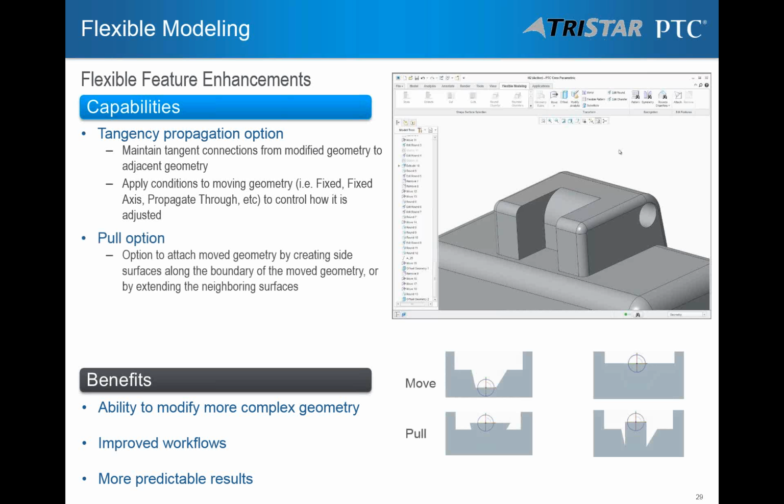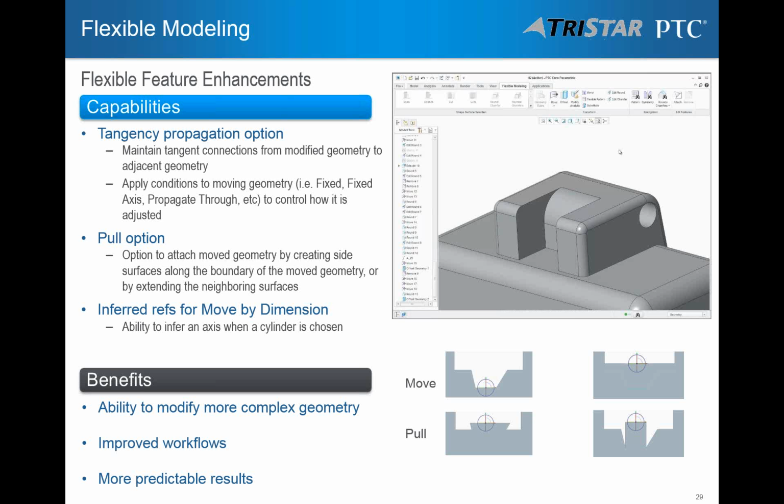We have a pull option now that allows us to attach move geometry by creating side surface along the boundary of the move geometry, or by extending the neighboring surface. If you can see in the examples in the lower right, the difference between move and pull. Move just takes the surface and moves it accordingly, whereas pull will create any side surfaces as needed. Benefits here are the ability to create and modify more complex geometry with improved workflow and more predictable results.